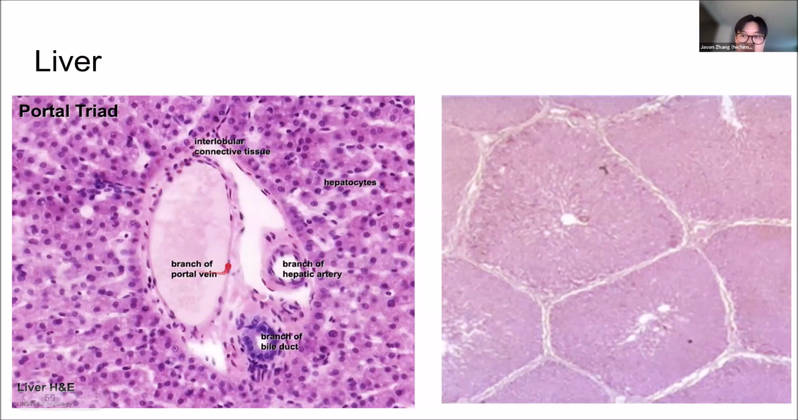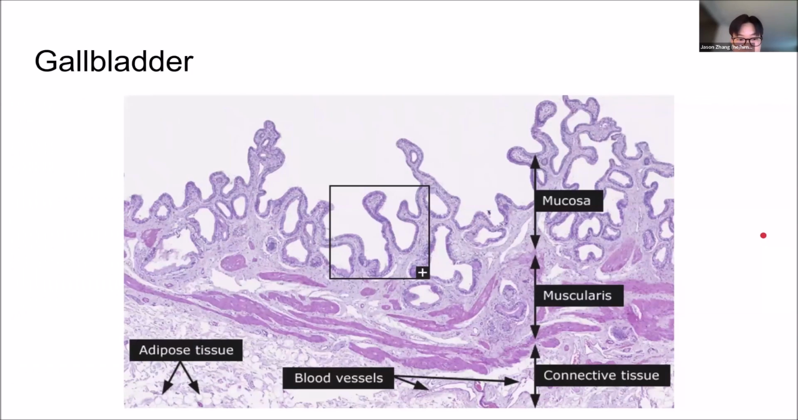So you have the portal vein coming from the GI tract carrying nutrient-rich blood. You have a hepatic artery that is carrying oxygenated blood into the liver, and you have a bile duct that's carrying bile to the gallbladder. And then usually you have a central hepatic vein in the middle of your lobule. So the liver is divided into these functional hexagonal units, and it has a lot of functions. Just be generally familiar with what it does. And the gallbladder has a lot of these extensions, just maximizing surface area. I think not too much to speak on about this, just be familiar with what it looks like.